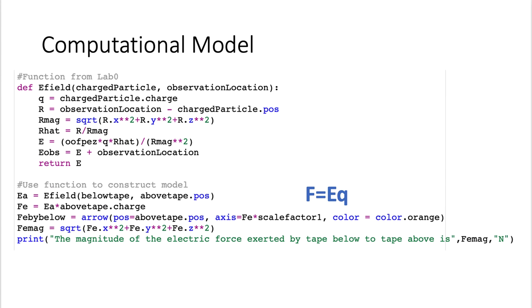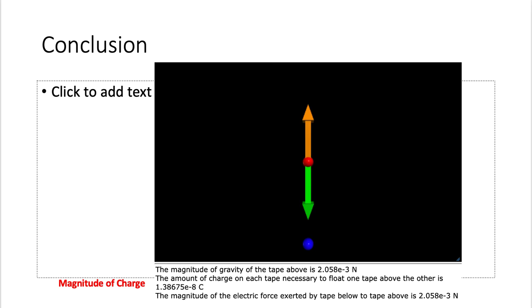And in the end, we can also use a function from Lab 0 and calculate the electrical force by calculating the electrical field as a way to verify our answers. And here are the results I get back from this model. They're the same as from our hands-on experiment. The magnitude of charge is 1.39 times 10 to the negative 8 coulombs.